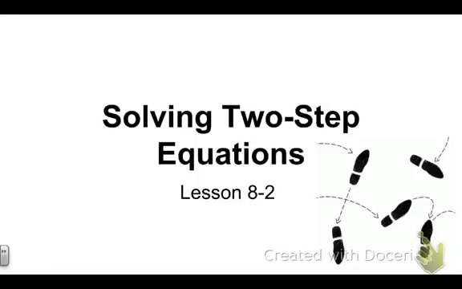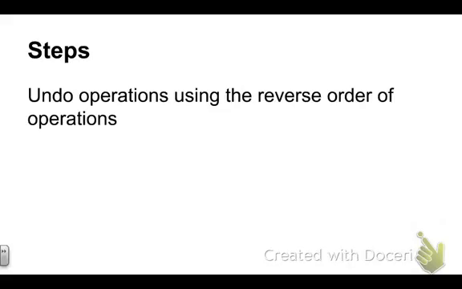And today we've got solving two-step equations. So this is lesson 8-2. So the steps for this is we need to undo the operations using the reverse order of operations. So basically all I'm saying is we need to do the order of operations backwards. So the steps, 4 steps.